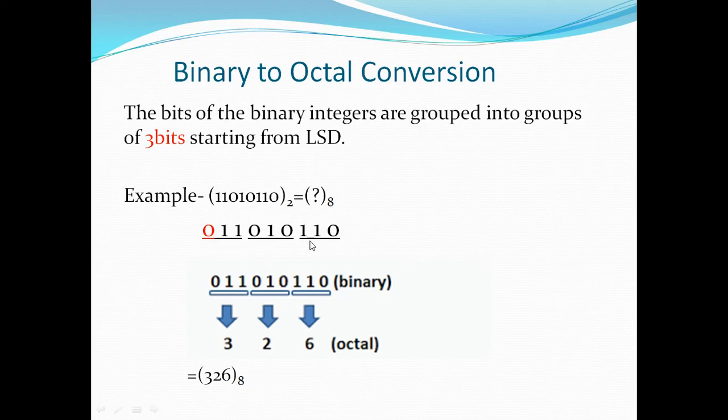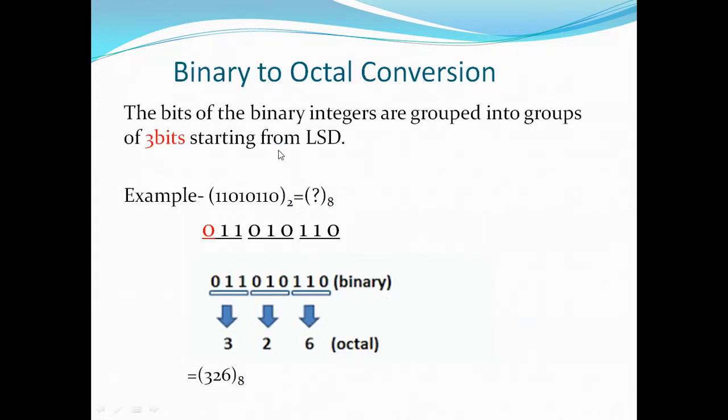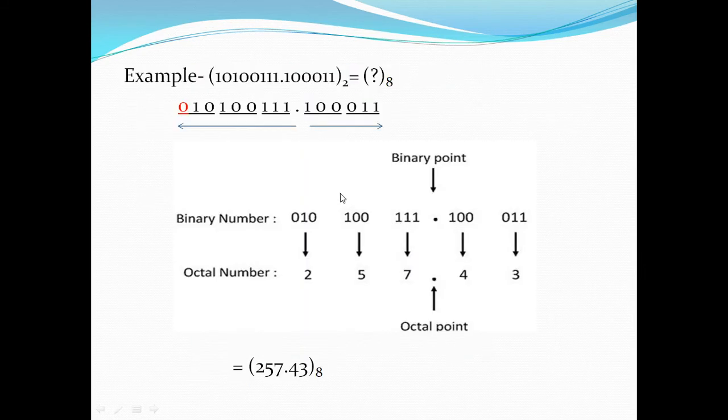And we'll simply replace these binary equivalents with the octal digits. So 110 is represented by 6, 010 is 2, 011 is 3. So you must learn all these binary equivalents of the octal symbols for faster calculations. So very simple, for binary to octal, you have to make groups of 3 bits and just replace those binary equivalents by their octal equivalents.